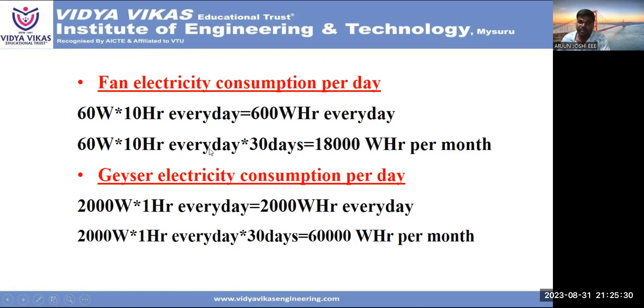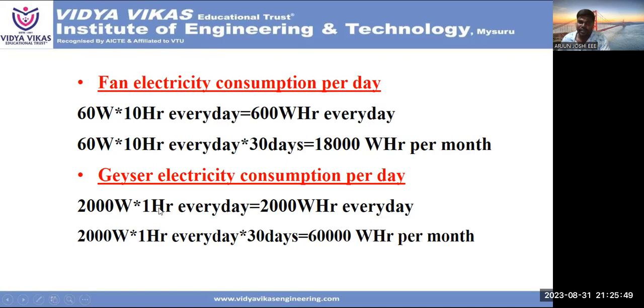Now I'm going to take the monthly reading. So 60 watt into 10 hours per day into 30 days monthly is equal to 18,000 watt hour per month. Now I'm going to take another example, geyser electricity consumption per day, 2000.